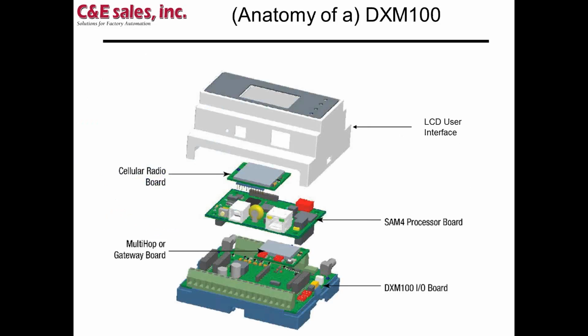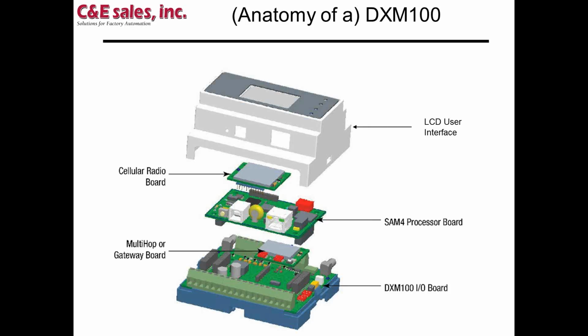A little bit of anatomy of the DXM100. Basically, you see on top, white plastic cover. Actually, the cutout in the middle would be where an LCD screen is, and then there's also 4 LEDs that are programmable by the user.